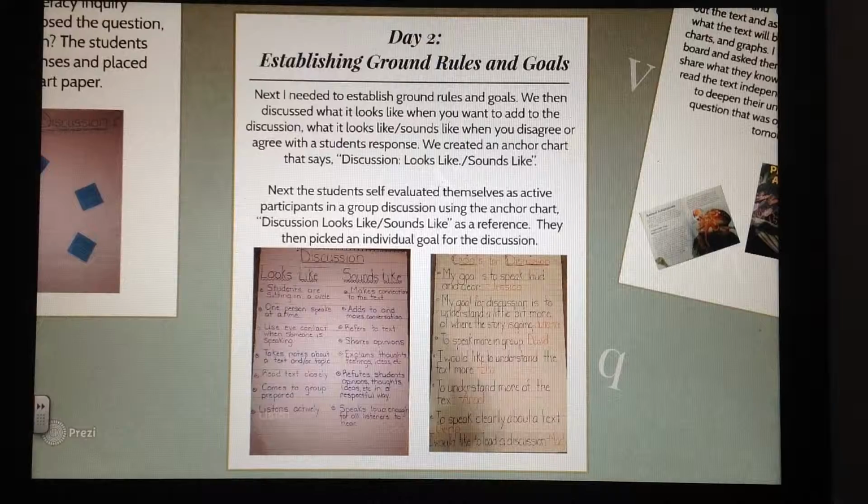Next, I needed to establish some ground rules and goals for this inquiry. First, we discussed what it looks like and sounds like when we want to add to a discussion. We also discussed what it would look like and sound like if we agreed or disagreed with a student's response. We then created an anchor chart. Next, the students self-evaluated themselves as active participants in a group discussion, using the anchor charts from previous lessons as a reference. They then picked an individual goal for this discussion.